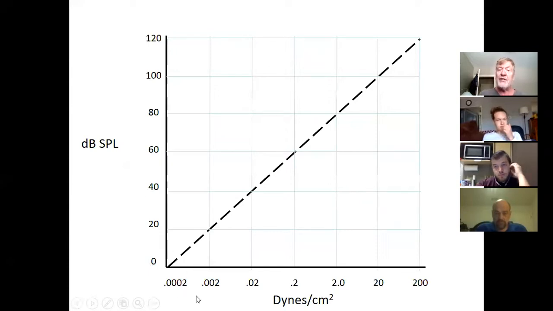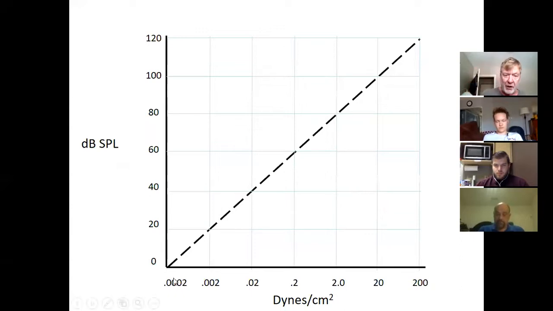And if we increase that pressure by a factor of 10, we're going to call that 20 decibels sound pressure level. And if we increase it by another 10 and another 10 and another 10-fold, remember this is 10 times 10 times 10 times 10, so it's logarithmic. So 200 dynes per centimeter squared has 1,000,000 times as much pressure as 0, or 0.0002 dynes per centimeter squared against the drum. And 200 dynes per centimeter squared is about the maximum that a normal human can tolerate. That's at the threshold of pain.